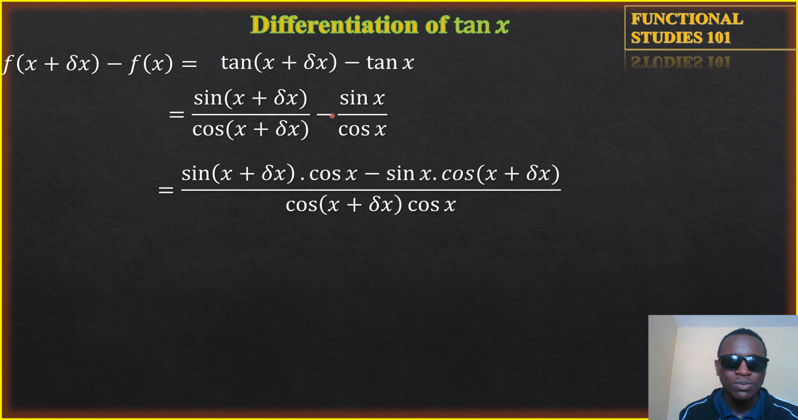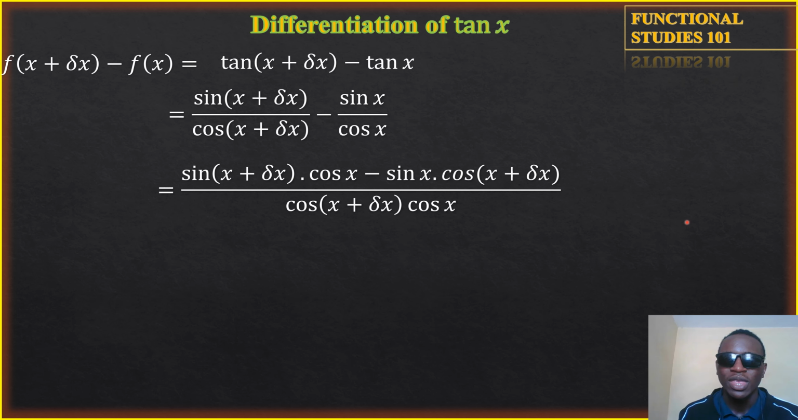But note, if it was multiplication, you don't do this. The way you multiply two fractions is totally different from the way you add or subtract two fractions. So now, minus this times this. So I have sine x, write sine x first, times this one, cos x plus delta x. Then the denominator is just the product of the two, like I said.